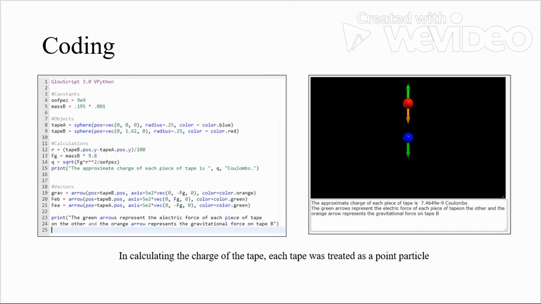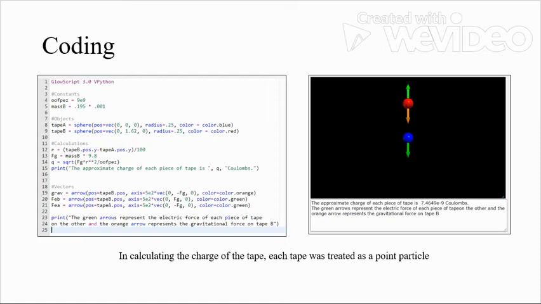And moving on to the coding, I'm just going to walk through the program that I used to simulate the two point charges. First up, we have the constants: our K, 9e9, and the mass of tape B, which is just 0.195, the length, times the mass per meter. Then we create our objects, the individual point charges, which we make as spheres, and the distance between them is determined by the distance that we measured. The radius is just arbitrary, and they're just red and blue.